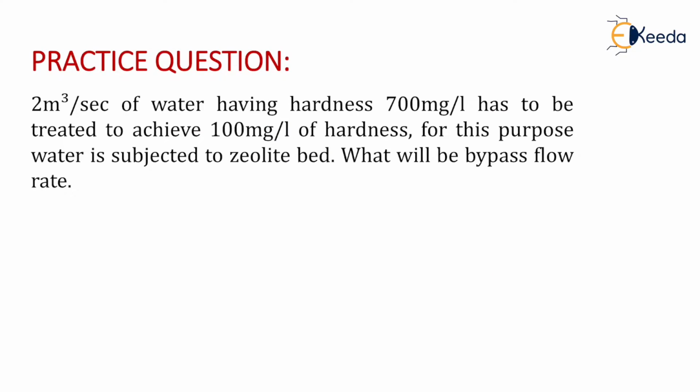The question is: 2 m³/s of water having hardness 700 mg/L has to be treated to achieve 100 mg/L of hardness. For this purpose, water is subjected to a zeolite bed. What will be the bypass flow rate? We need to determine the bypass flow rate, so we will see how this question is carried out.